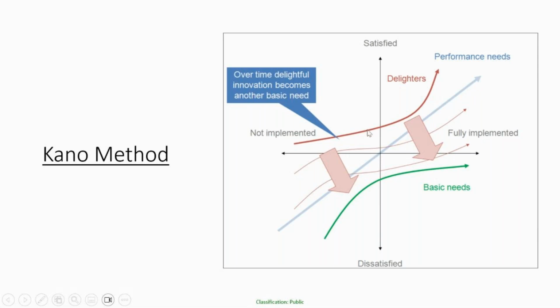And then you have this red curve, which is the delighters, where there is an exponential increase in the satisfaction for the customer when this is implemented. The example which I spoke about was the special discounts, surprise discounts which you're giving. Such things will give immense satisfaction to the customer, and it leads to an exponential rise in satisfaction.